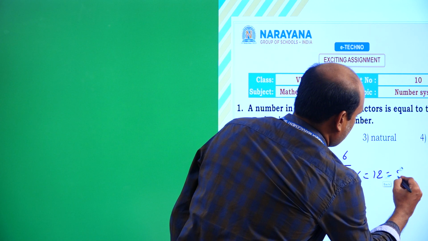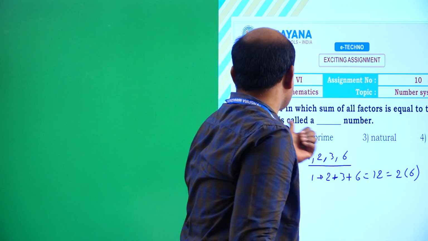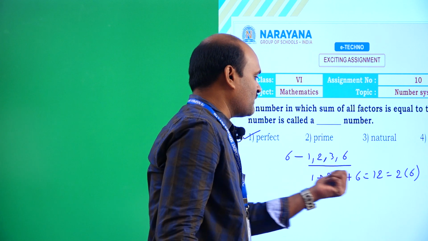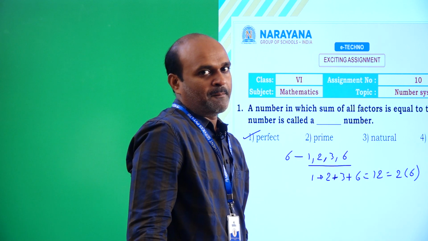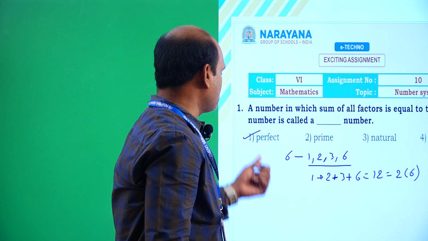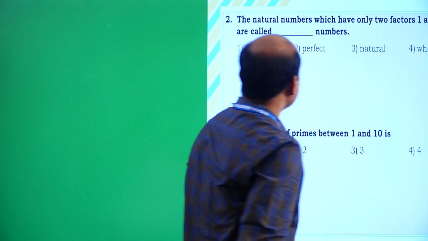So this 12 is nothing but 2 into 6. So the sum of all factors is equal to twice of that number. So such numbers are called perfect numbers. So the correct answer is 1. Now coming to the next problem.